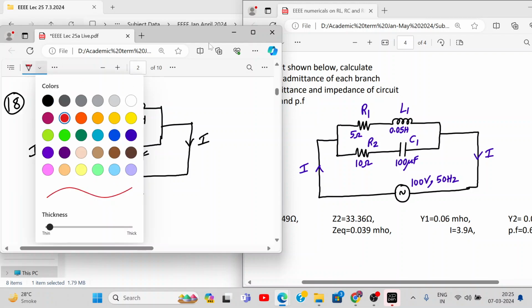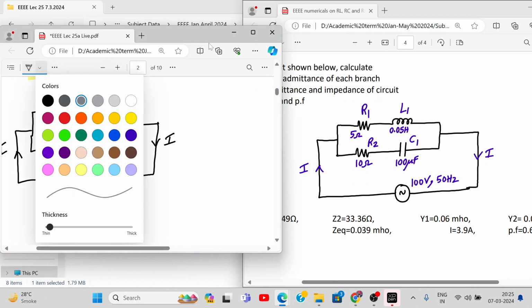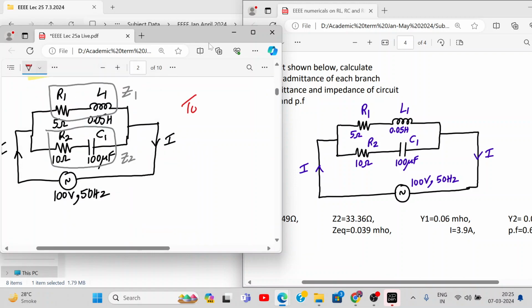First of all, we will write down what we need to find out. Before that, we will mark the branch impedances. This R1 L1 branch we call Z1, the impedance of this is Z1, and this R2 C1 branch is called Z2. All right, so what is to be found out over here? Let us write it down.